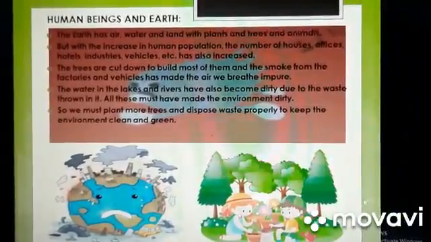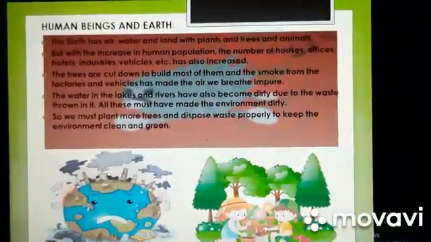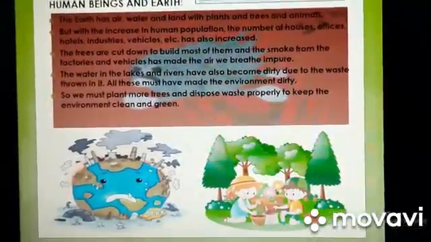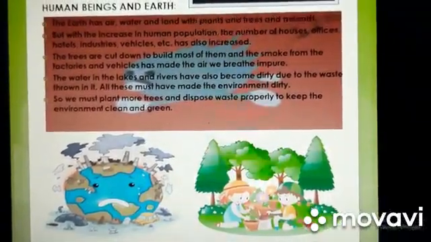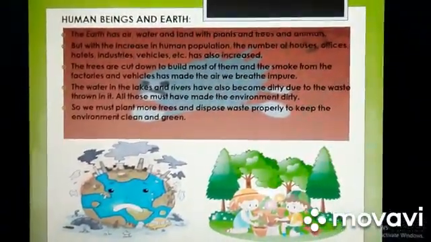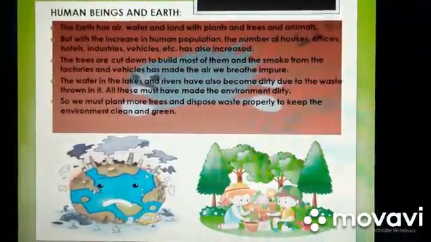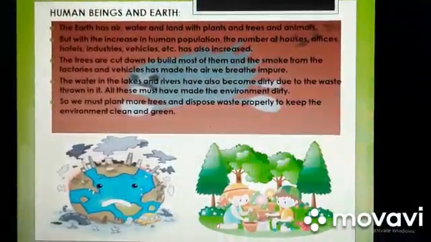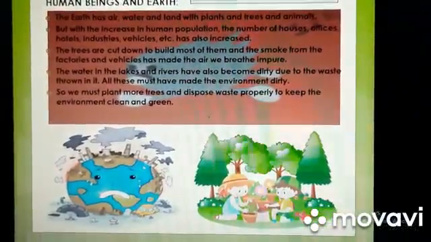So if we don't keep our environment clean and green, then our earth will become very impure. And as a result, what will happen? We will not get clean air to breathe, we will not have clean water to drink, which will make us fall sick. So my dear students, you should always plant trees and not cut them. And also you should always dispose of your waste in a proper manner and not throw your waste here and there.